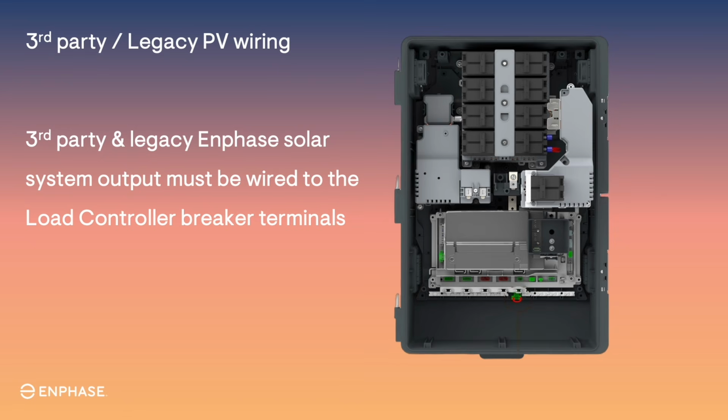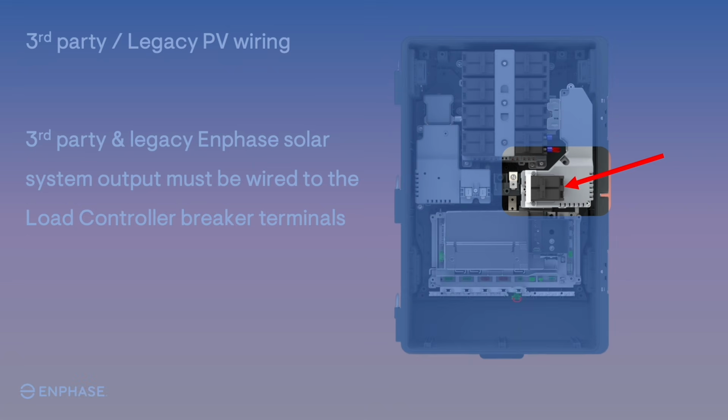Third-party and Enphase legacy solar output must be wired directly to the load control breaker. The load control breaker is in the middle right side in the IQ Combiner 6C. No other expansion wiring configurations are supported.